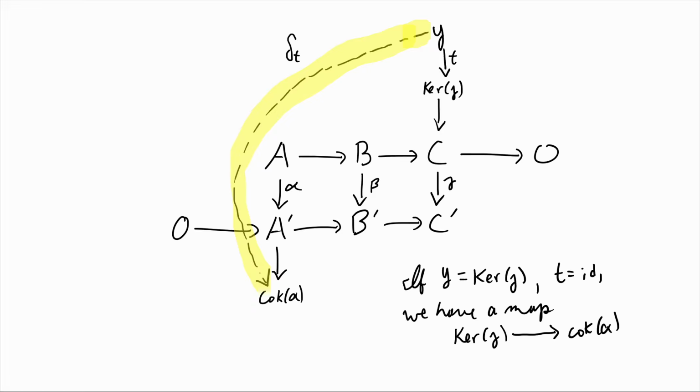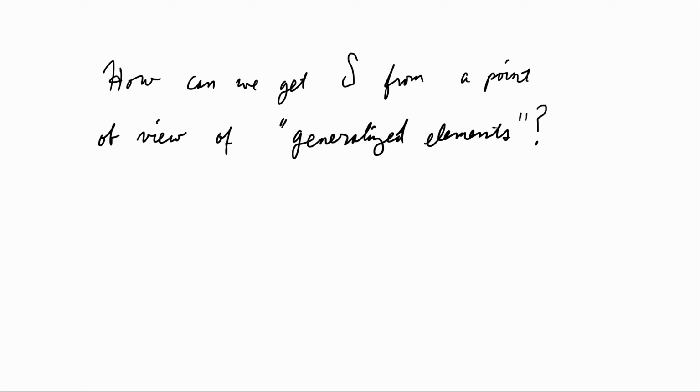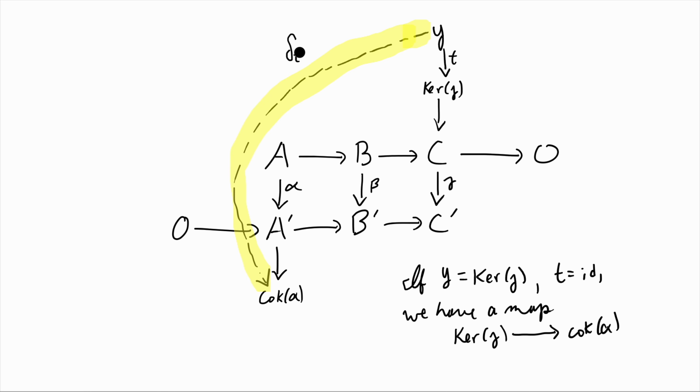Now remember that if this morphism T is the identity and Y is the kernel of gamma, then we actually now have a morphism, the connecting morphism that we desired, going from the kernel of gamma to the co-kernel of alpha. But how do we get this delta from the point of view of generalized elements? So we're going to be establishing delta from here.